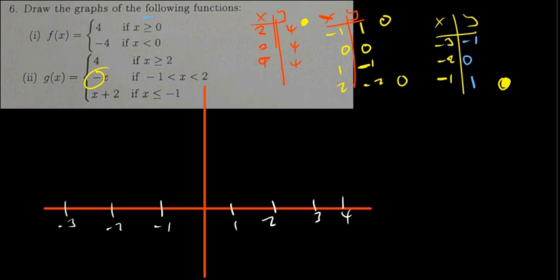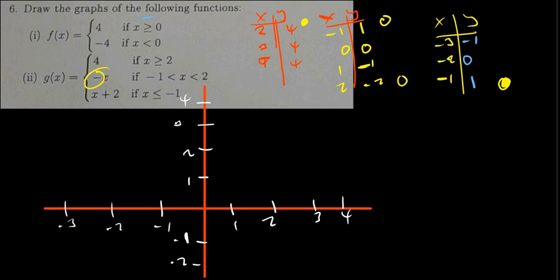Positive part of y, it tends to start from negative 1. Do we have 2? No. So I've got 1, 2, 3, 4. Negative part, it goes all the way to negative 2. Negative 1, negative 2. Now you can start sketching.